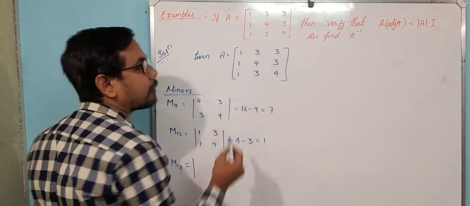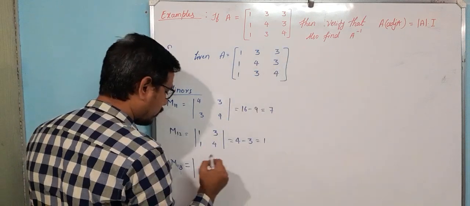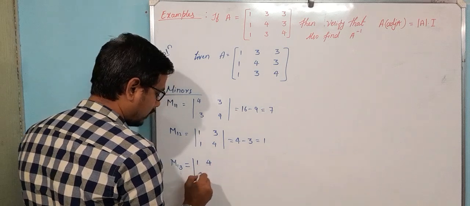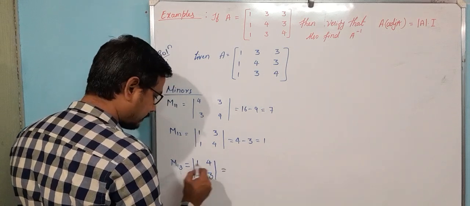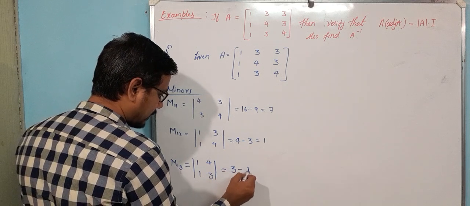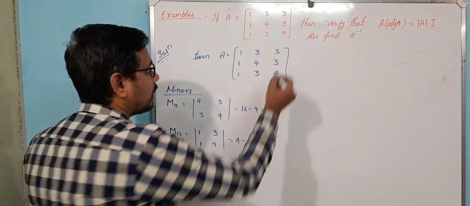M13 is the minor of A13. So leave the first row and third column. Leaving the first row and third column, what we get is 1, 4, 1, 3. So this will be 3 minus 4, that is minus 1. Okay, so this was about M13.